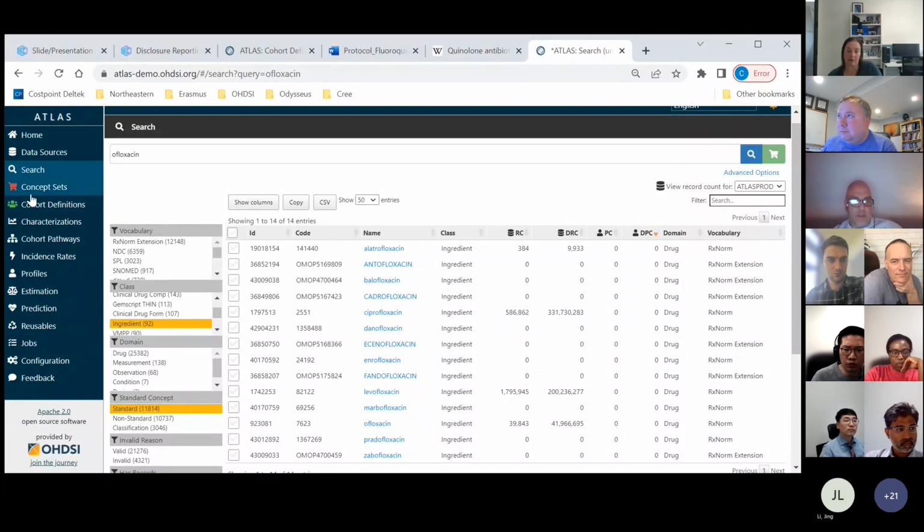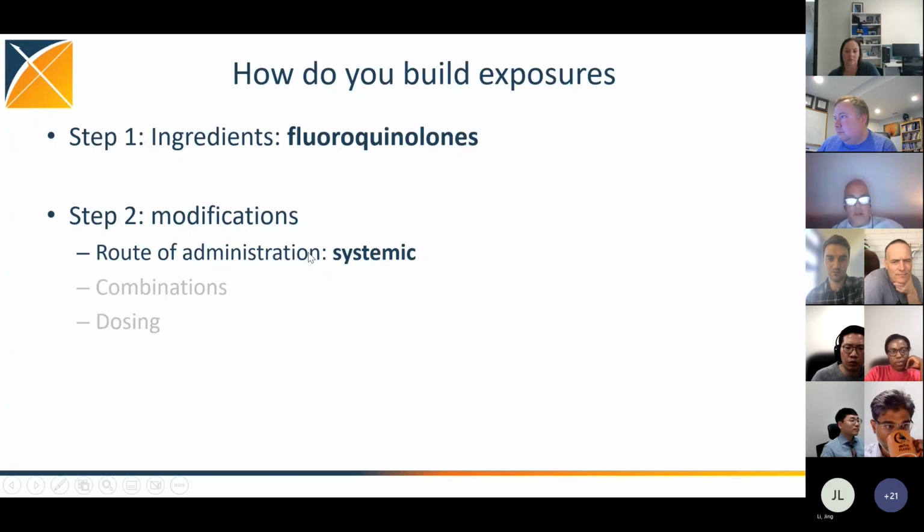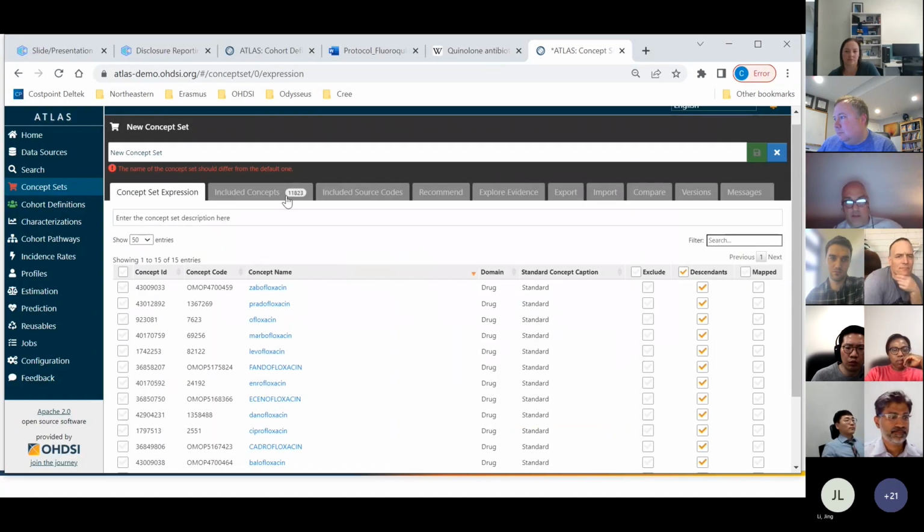We go to the concept set. Ouch, 11,823. Okay, and we need to do the modification. We said we want systemic. Remember? We have all the fluoroquinolones. Now we want systemic. What do we do? And they are now 8,800. Okay, now we have to figure out the ones we want from the ones we don't.